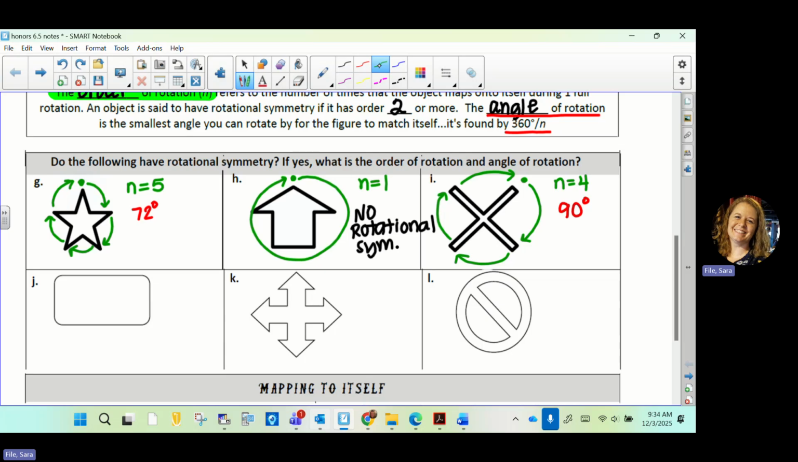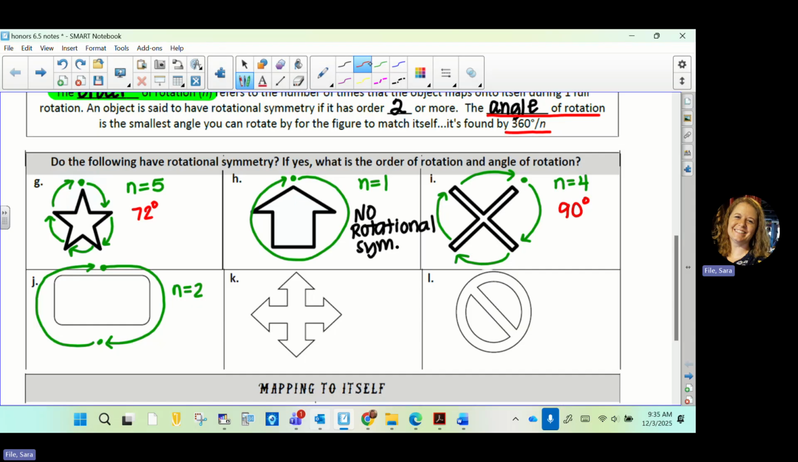What do y'all think? If I rotated it 90 degrees, it's not going to look the same, but what if I go 180? There's 2. Yeah, won't it look the same if I go halfway, half a circle? Okay, and then I could go the other half. So that's an order of 2. So this does have rotational symmetry of order 2.